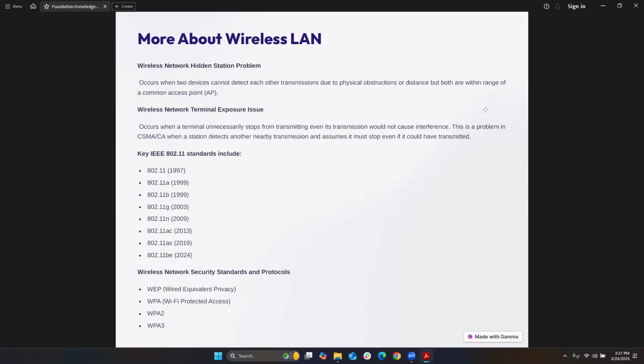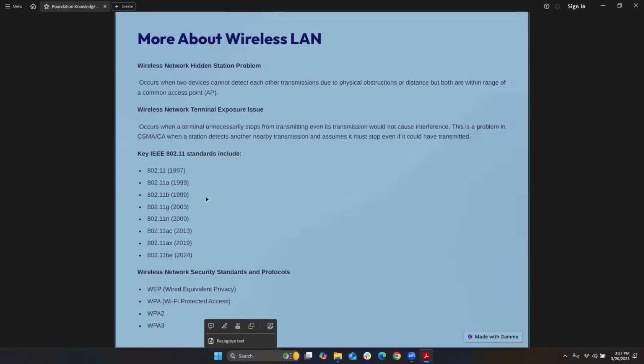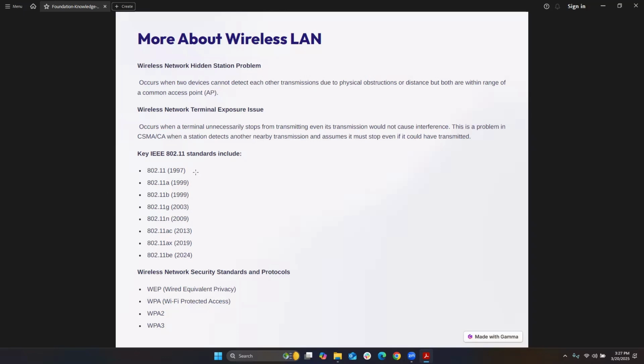So if we look into the key IEEE Wi-Fi standards, Wi-Fi has evolved over the years, improving speed, efficiency, and security. As you can see here are the major IEEE Wi-Fi standards. This being the first Wi-Fi standard supporting speeds up to 2 Mbps. This was introduced in 1997, and the latest is Wi-Fi 7, which was introduced in 2024, and this has very high speeds and lower latency.